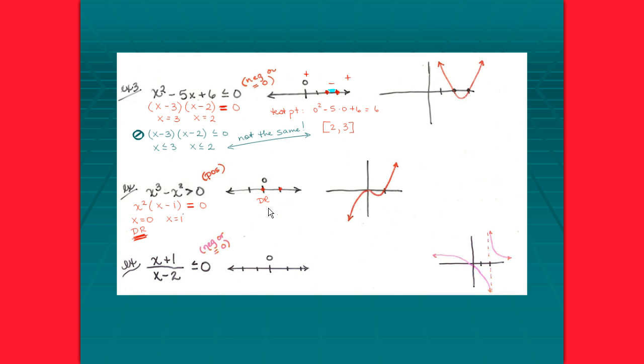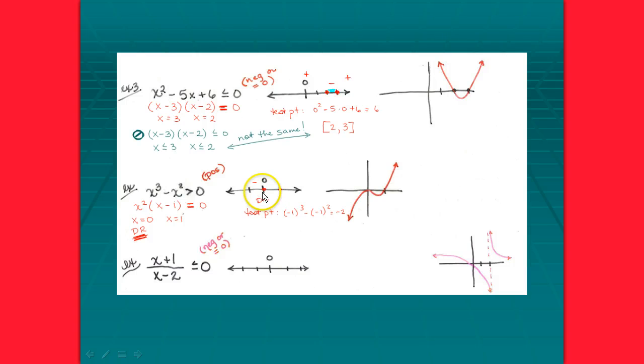So when I go to find a test point, I can't use 0 since it's one of my critical numbers. It wouldn't do any good. So I'm going to use a -1. So I plug -1 in, -1 cubed minus -1 squared. I get a -2. The 2's irrelevant. All I need to know is that it's negative over here. We said that your sign would change when you cross a single critical number.